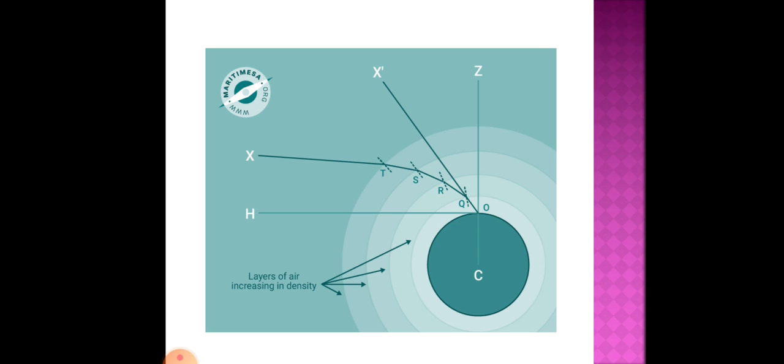Now there are various phenomena that occur due to this atmospheric refraction, like twinkling of stars, advanced sunrise and sunset. All these phenomena are caused due to atmospheric refraction, and all this, like twinkling of stars and advanced sunrise and sunset, will be discussed in the next class.